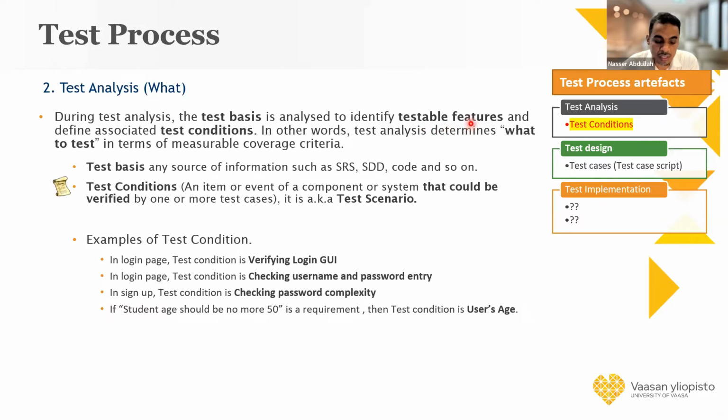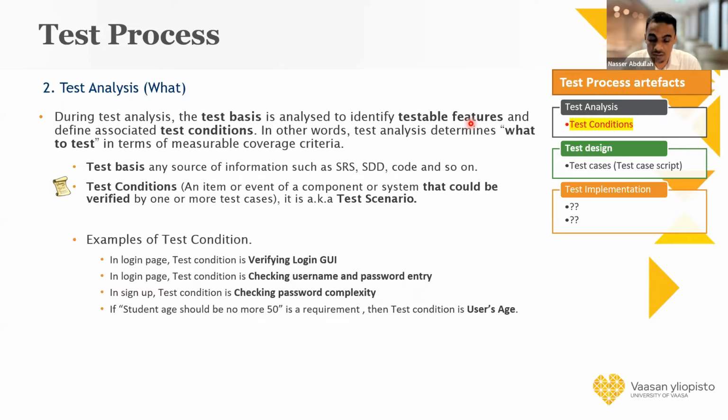Testable features are any features or components of the system that can be verified. For example, any modules. You have many modules in your system, and each module can be a testable feature. Another example: you have some functionalities in your system, like add item, delete item, a few items or products. Each function can be a testable feature.